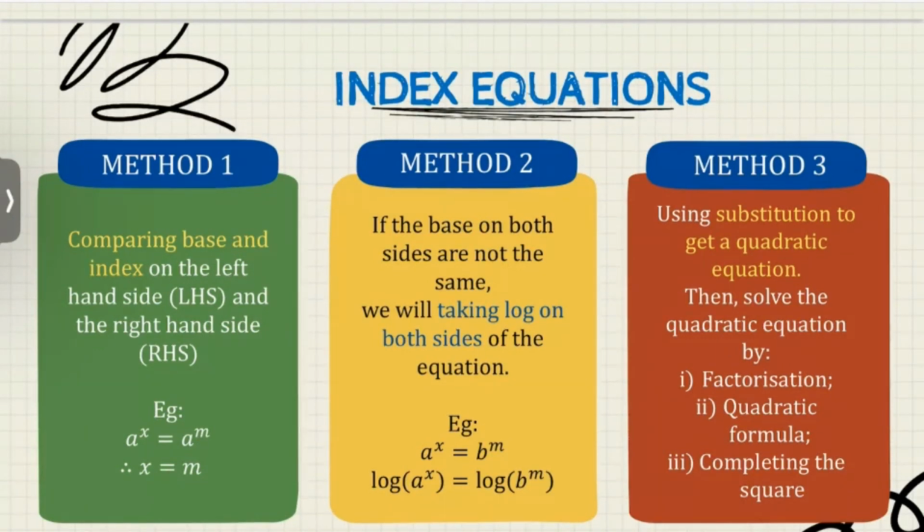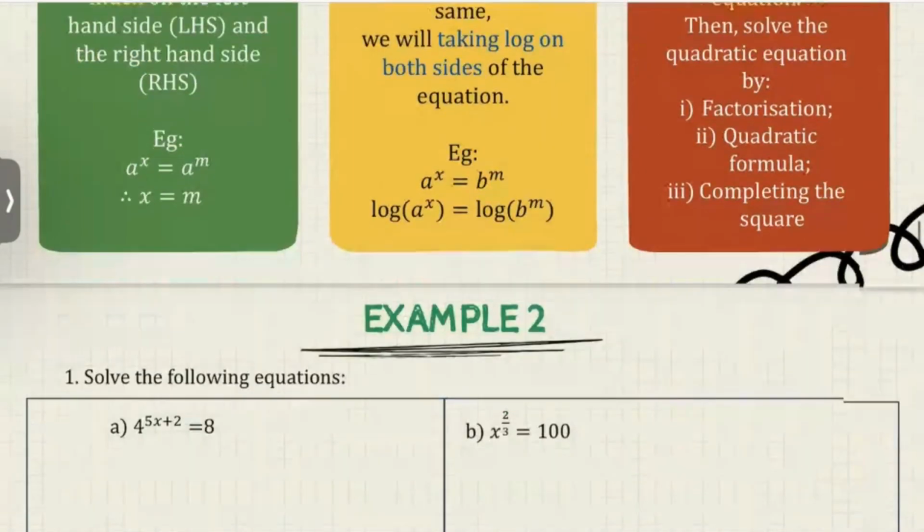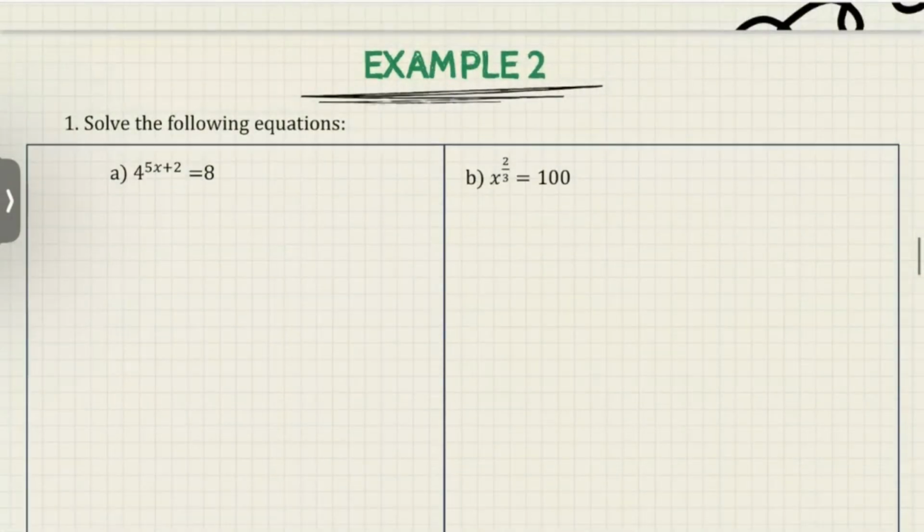Okay, ni boleh faham? Now kita tengok soalan-soalan yang melibatkan ini, okay. So first, solve the following equations. Kat sini saya akan tunjuk kita nak guna apa method 1, method 2 ataupun method 3. So let's analyze the question first. So kita ada 4 to the power of 5x plus 2 equals 8.